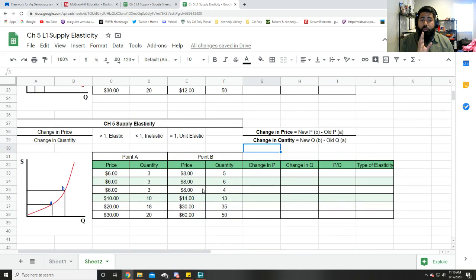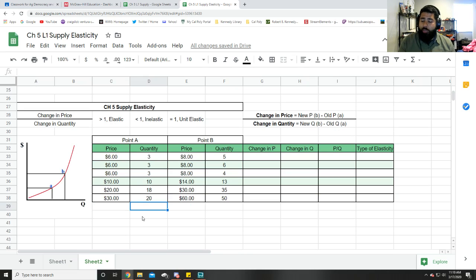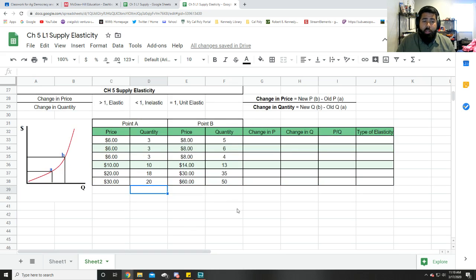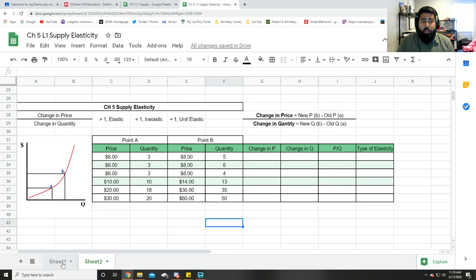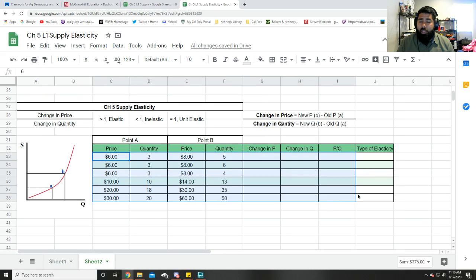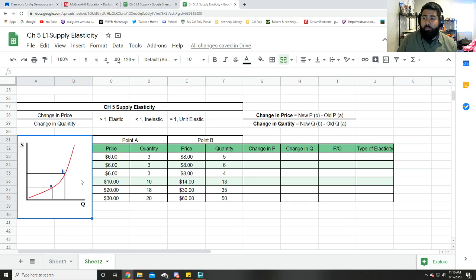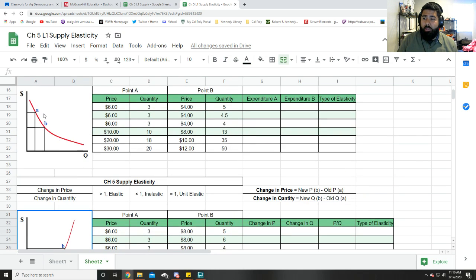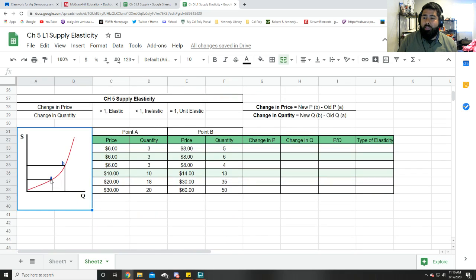Now we're going over to our last question, which is on chapter 5, which is what we just learned, supply elasticity. So if we go back over here, we remember that I gave you a change in price, change in quantity, P over Q, and elasticity, to type in your answers. Over here, I made it really nice and organized, and if you notice, all the data tables here are green in celebration of St. Patrick's Day. So this time we have our supply. Now remember, for demand the slope is coming downwards, and for supply the slope is going upwards.